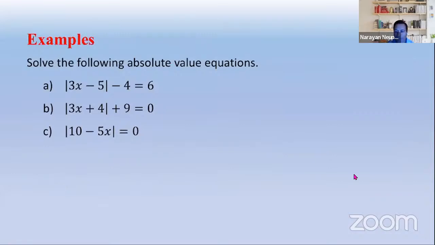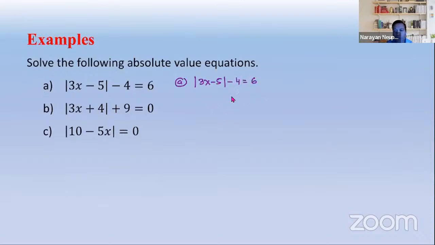Okay, here are the examples. We are going to explore these three examples. We are not just solving the equation, we are also going to understand the fundamental idea behind each of these absolute values using the graphs. So let's begin with the first one, A. In A, we have |3x - 5| - 4 = 6.